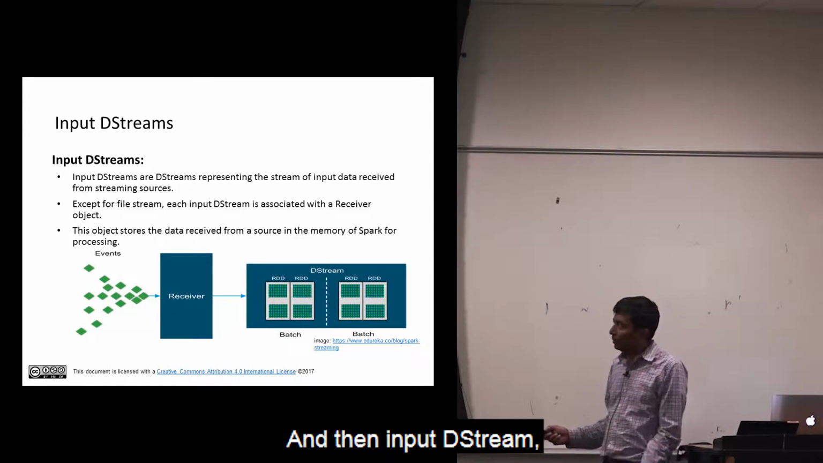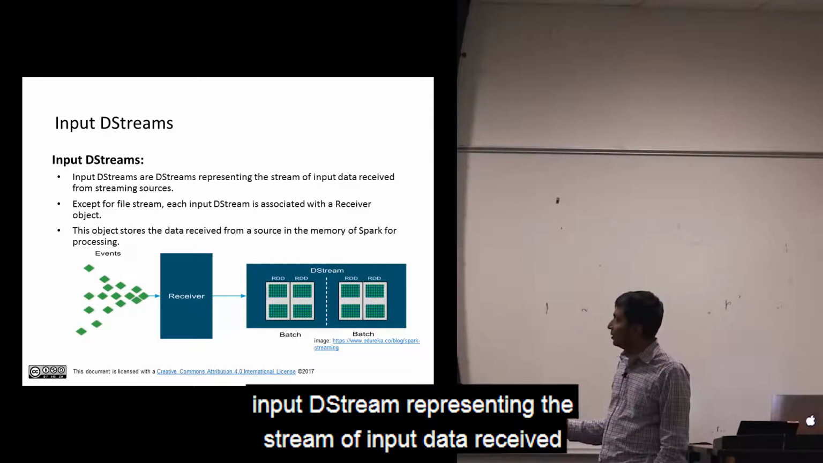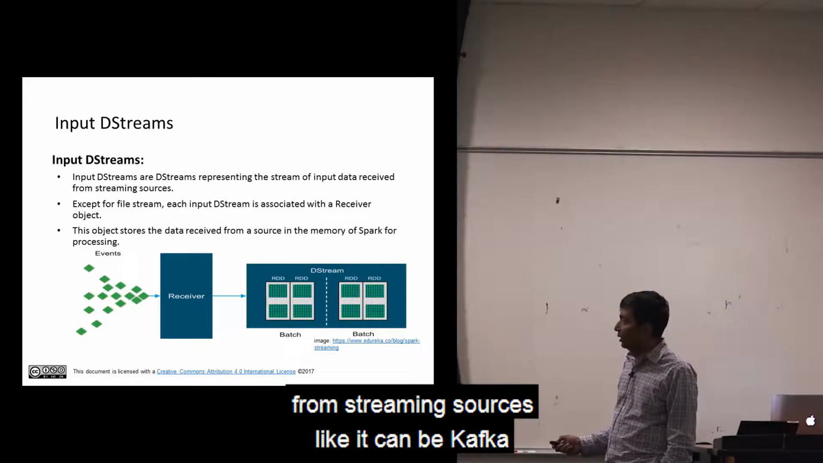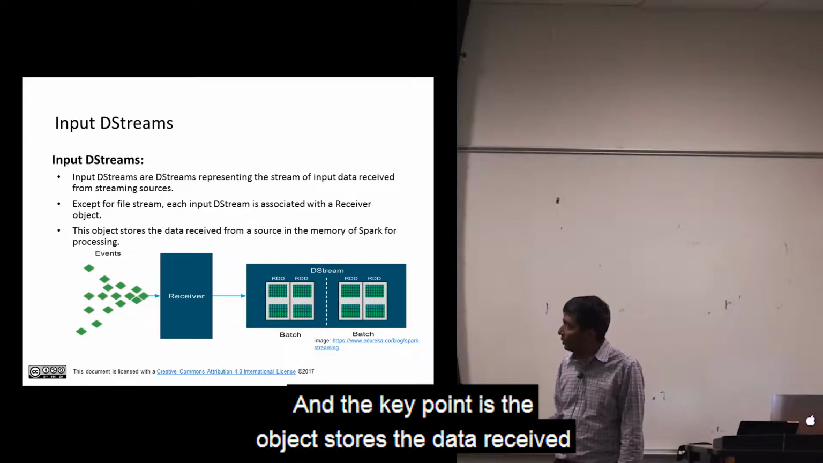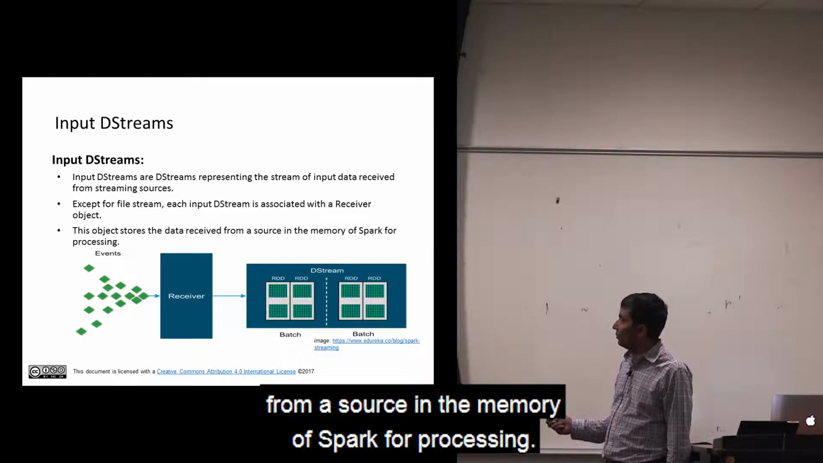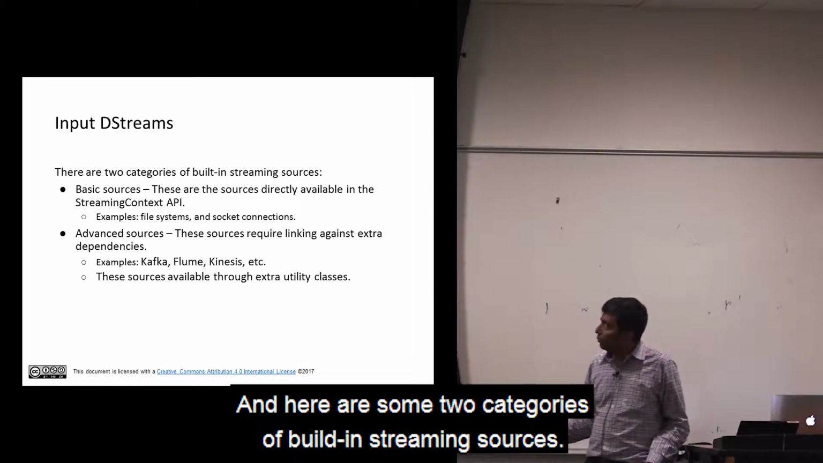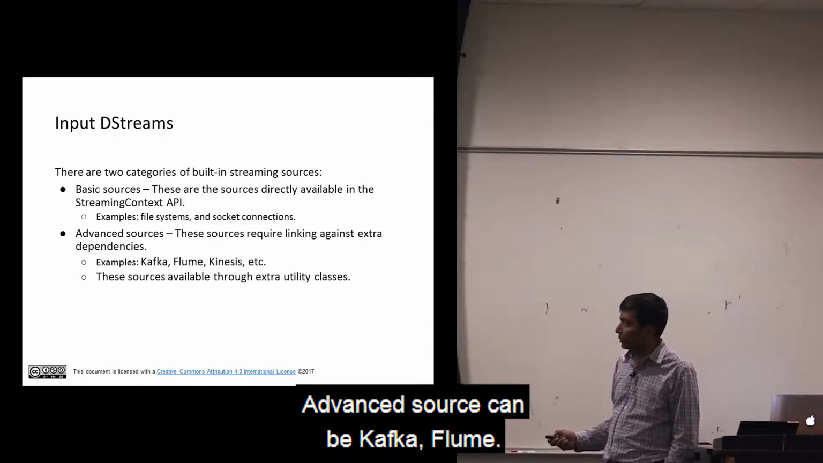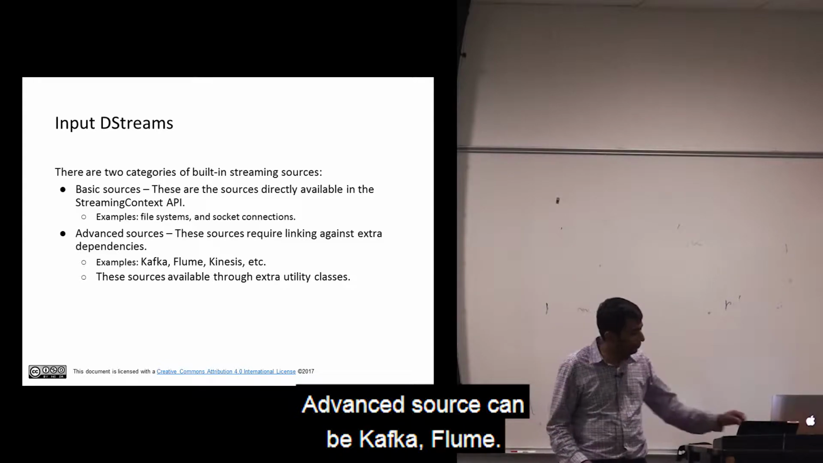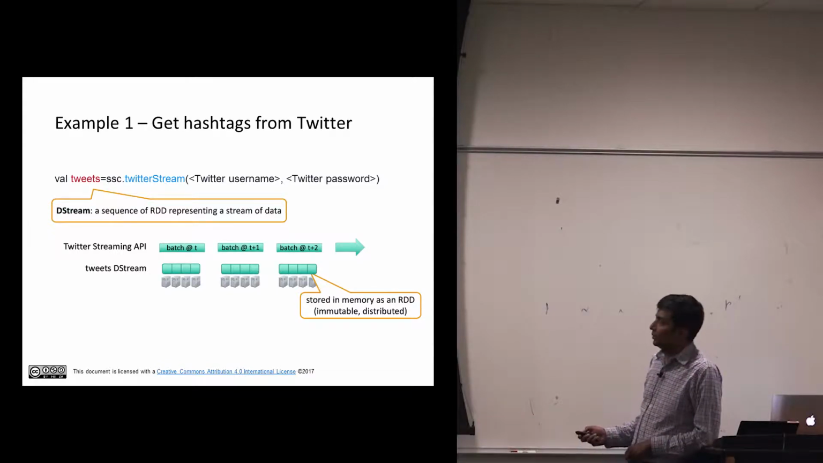Think about input D streams as representing the stream of input data received from streaming sources, like Kafka or a Twitter stream. The key point is that the object stores the data received from a source in the memory of Spark for processing. There are two categories of built-in streaming sources. Basic sources can be the file system and socket connections. Advanced sources can be Kafka and Flume.